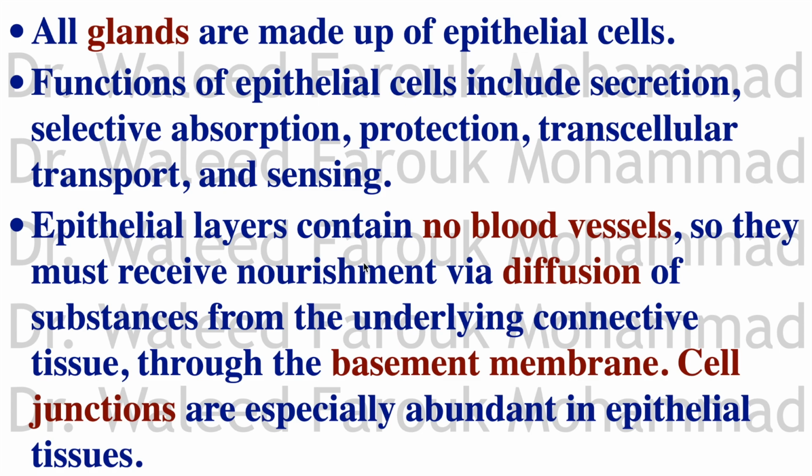Epithelial layers contain no blood vessels, so they depend for their nutrition on diffusion from the underlying connective tissue through the basement membrane they rest on. And that's why cell junctions are abundant among the epithelial cells.